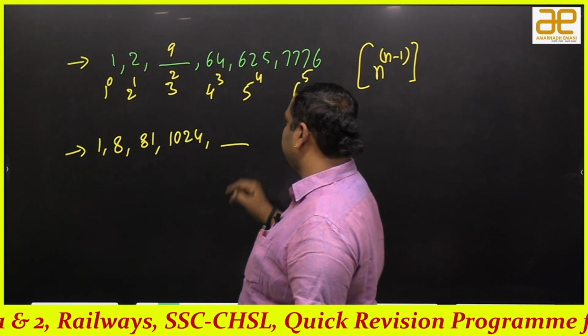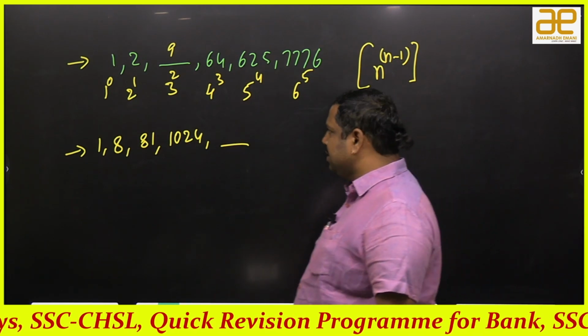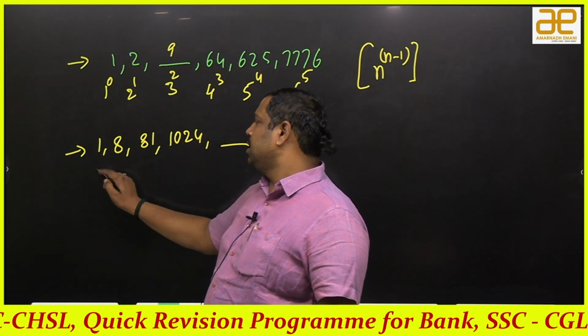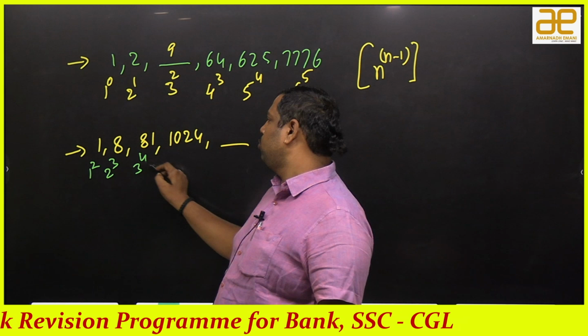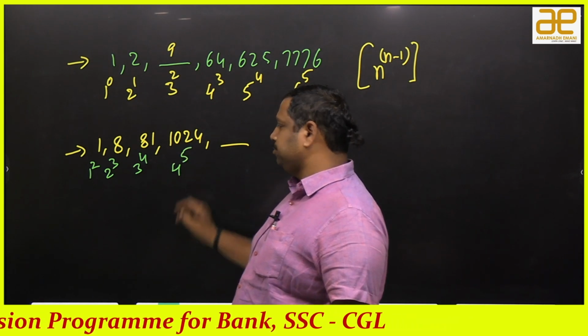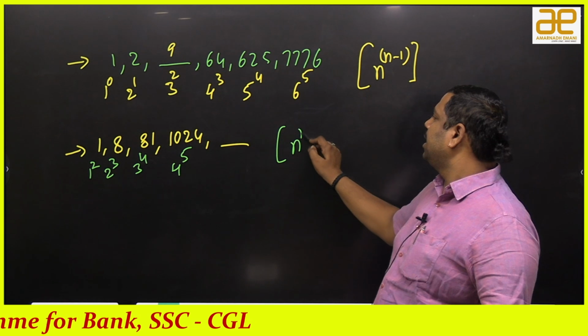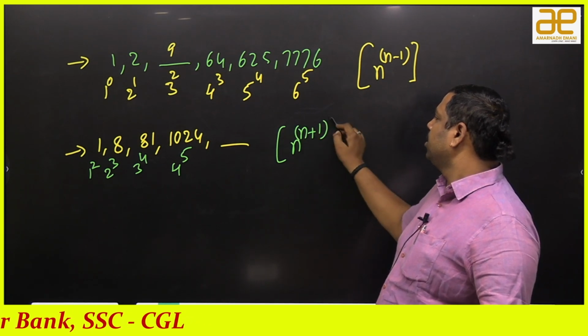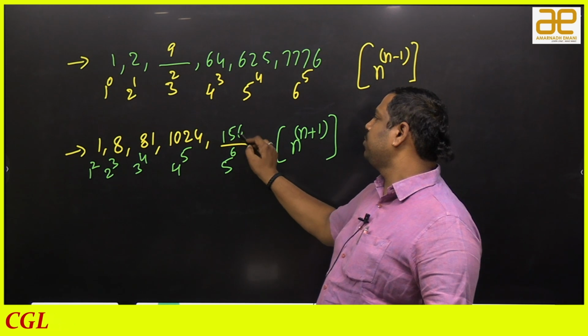1024, and what's the next one he will ask. Okay, then what we have to observe is, this is also a power of the previous one, that is, it is 1 power 2, 2 cube, 3 power 4, 4 power 5. What do we have to say? N to the power of n plus 1. So the answer will be 5 to the power of 6. 15625 will be the answer.